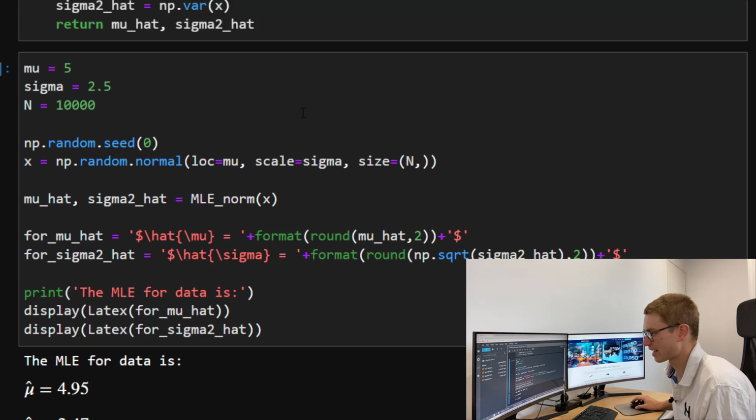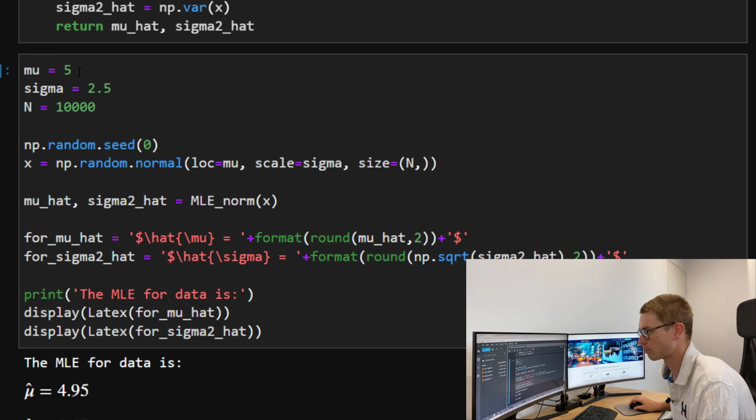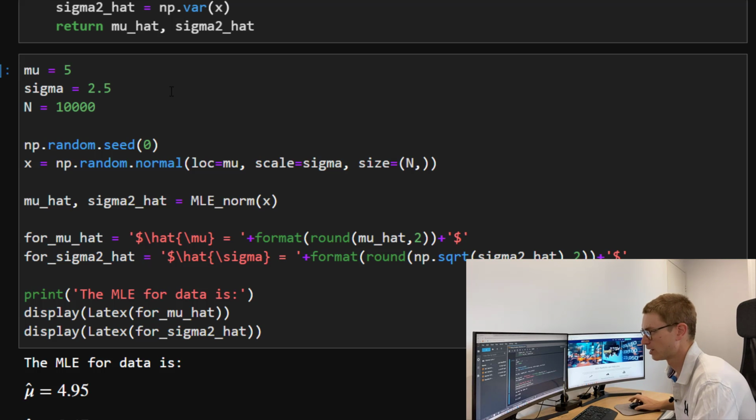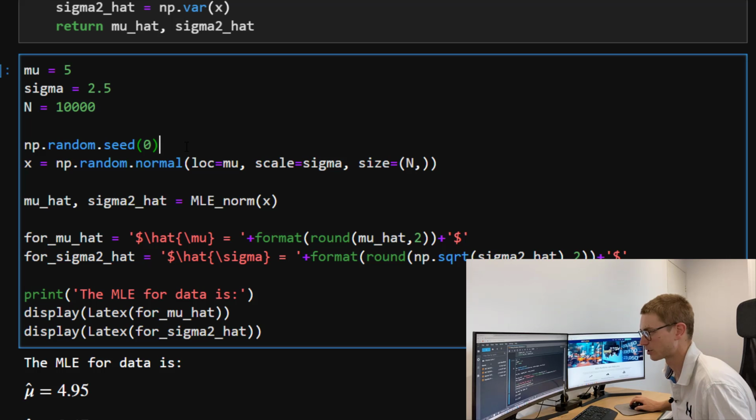Now we're actually just going to test how we would estimate this process. We've got our normal distribution process that we're going to sample. I've got a mu of 5, sigma of 2.5. I'm taking 10,000 samples. I'm seeding my NumPy randomization process with 0, so I get the same thing every time. And here I'm just getting a whole bunch of random normals.